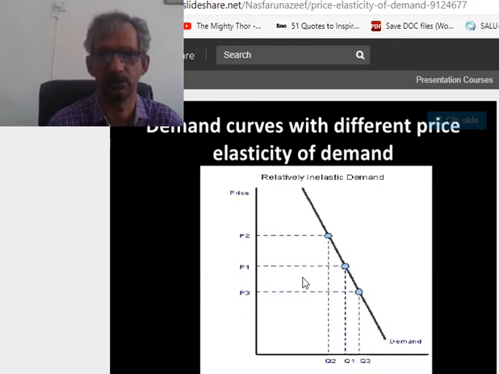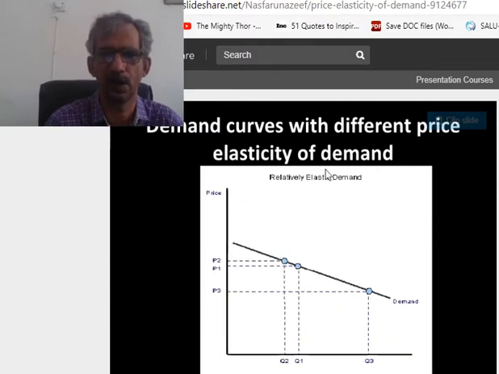So these are the demand curves with different price elasticity of demand. For relatively inelastic demand, you can see here that the slope of the price change is higher than the slope of the quantity change. You can observe the distance: the prices are changing more than the quantities are changing. Such kind of elasticity is called relatively inelastic demand.